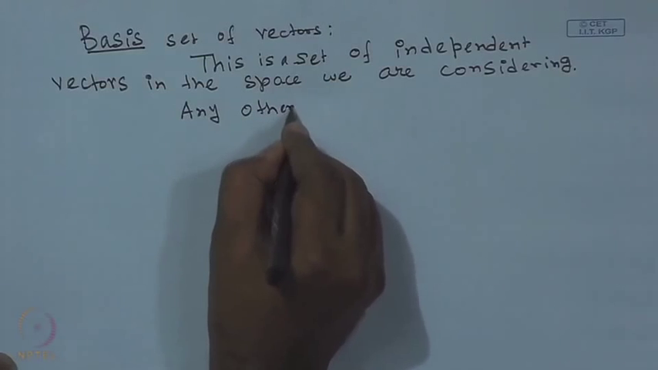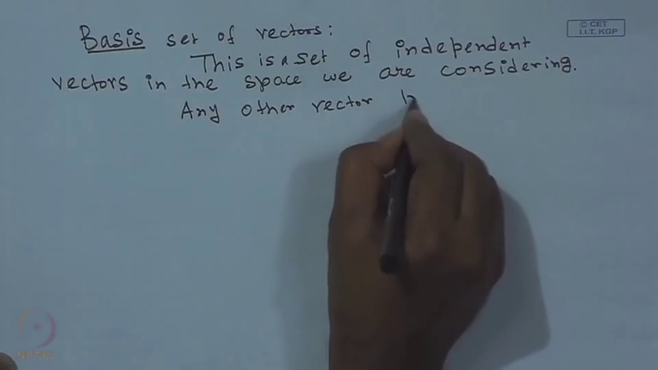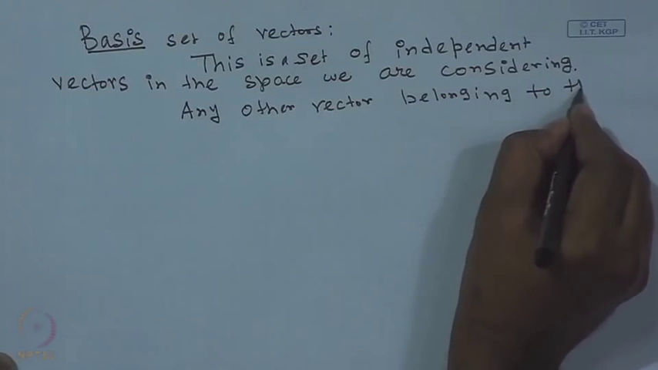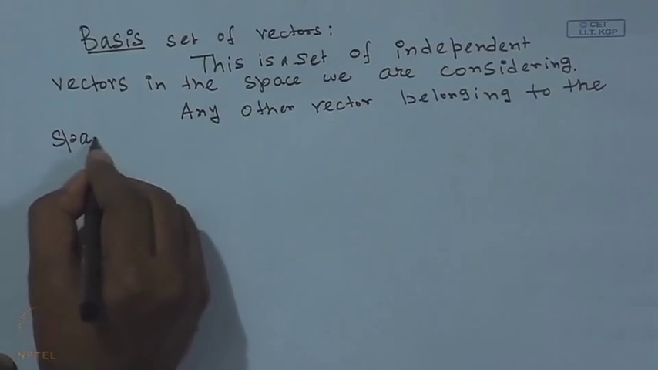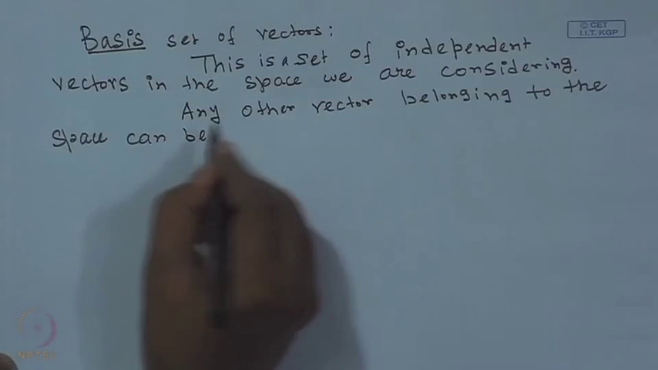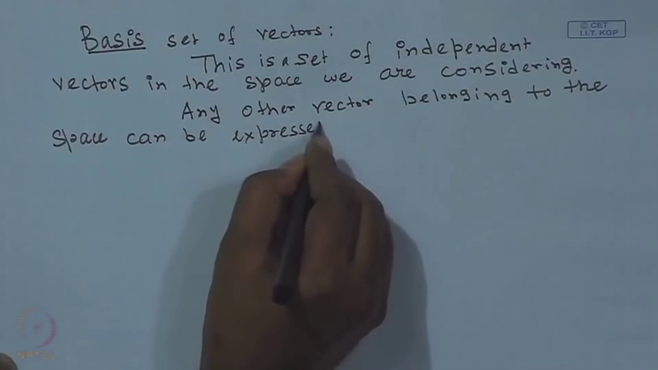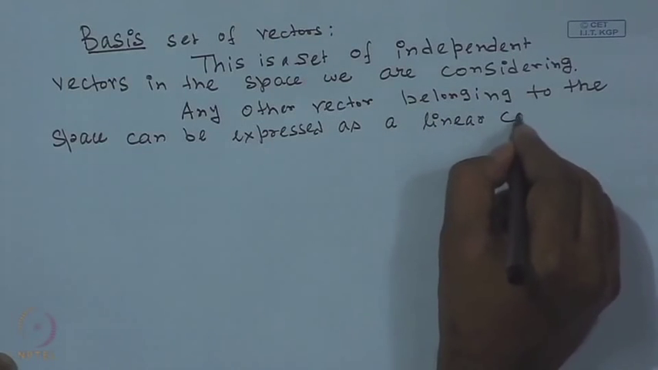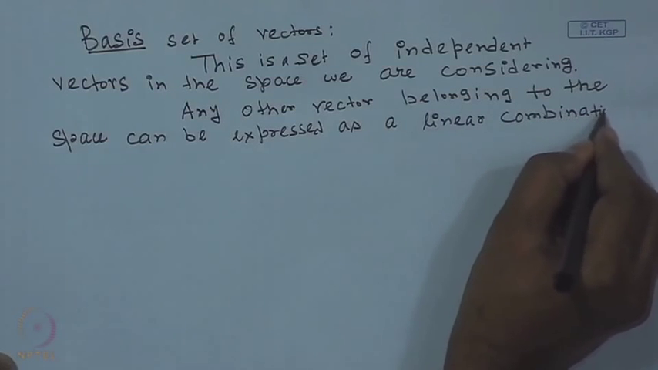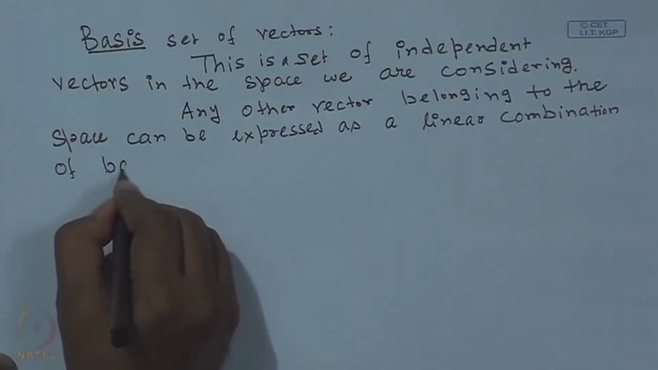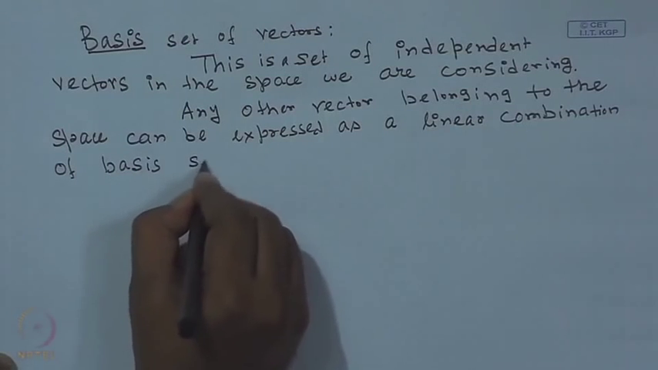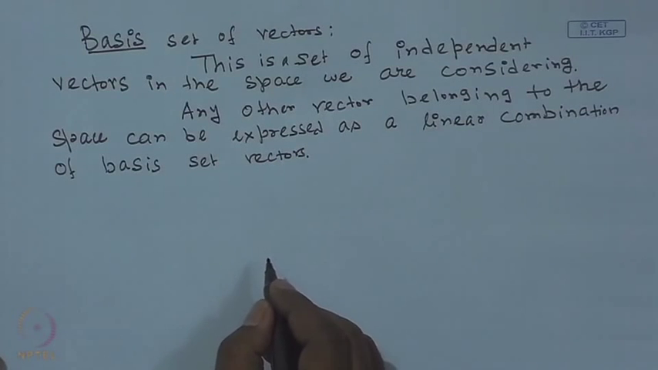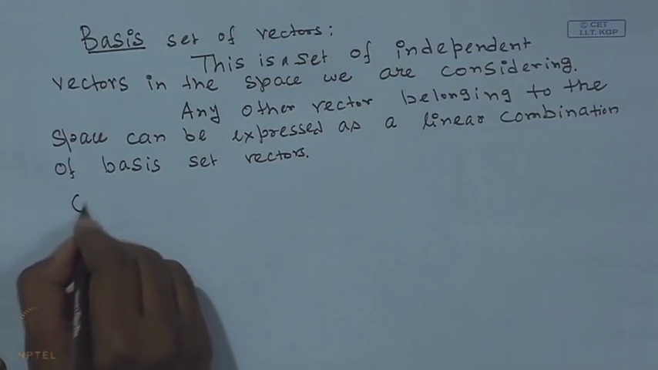Any other vector belonging to the space can be expressed as a linear combination of basis set vectors. Then we talk about some of the important properties, called orthogonality of the vectors.